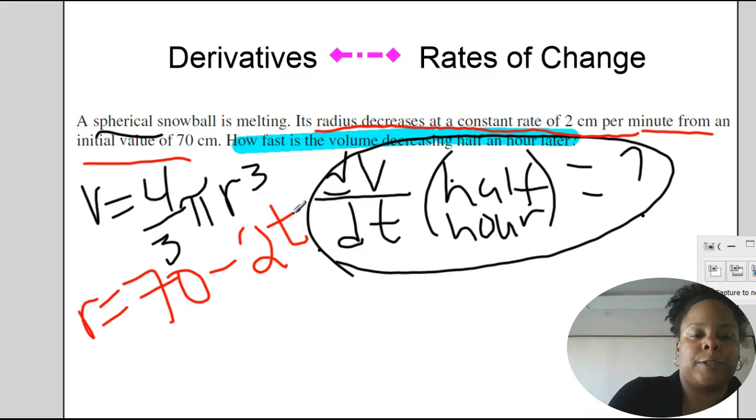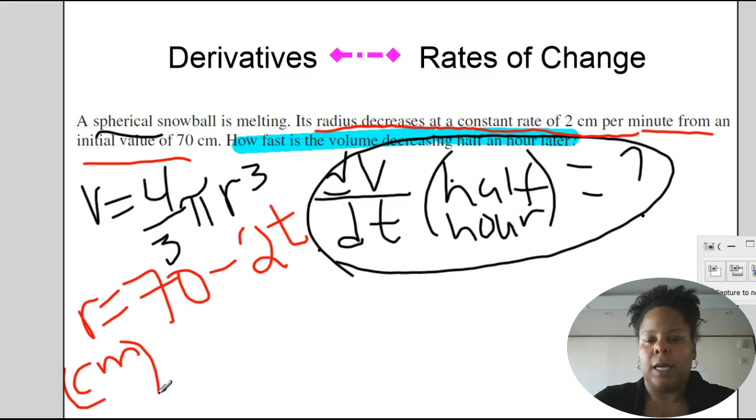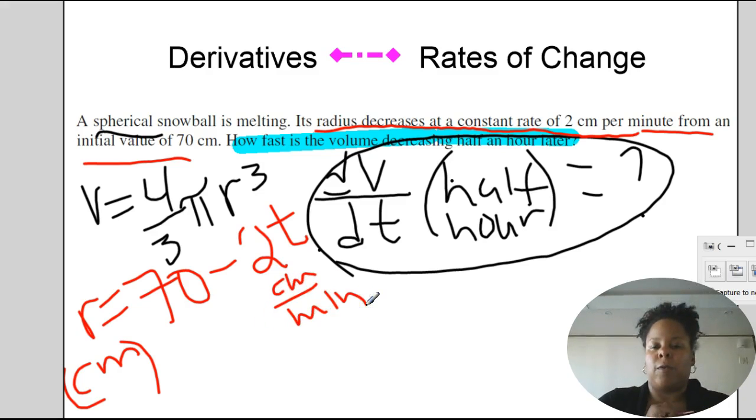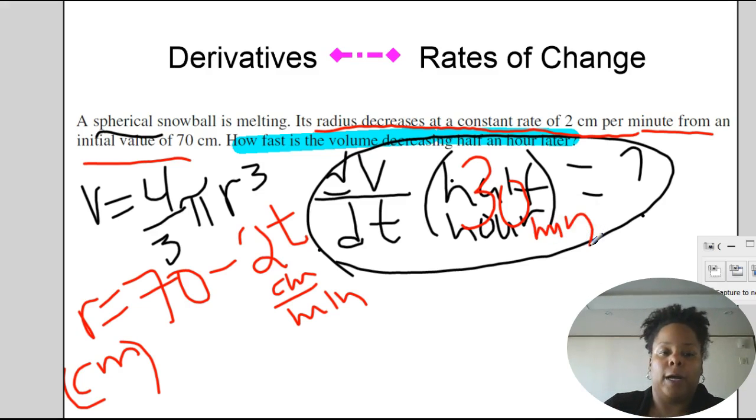It's important to note that this will give me an answer in terms of centimeters as well. And they say per minute, so that rate is in terms of centimeters per minute. So why does that help me out? Well, I need to find the derivative of the volume with respect to time at half an hour. Since we're dealing with a rate in centimeters per minute, I'm going to change that so that t is equal to 30 minutes.